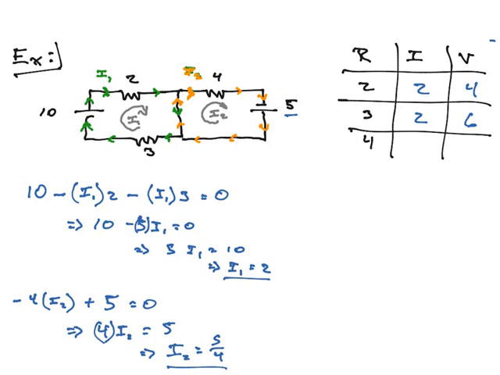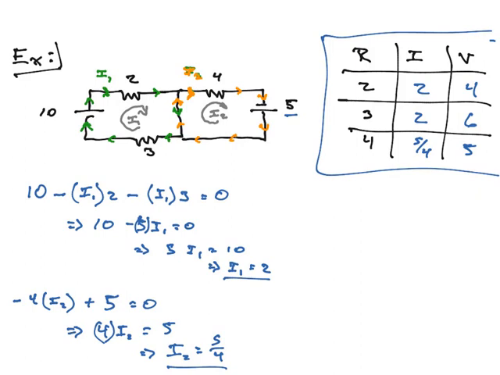What does that tell me? The current which hits resistor 4, the only current that hits him is this I2. So for resistor 4, we have a current of 5 over 4. Then what's the voltage? The voltage dropped is I times R. 4 times 5 over 4 is 5. And voila, I've got my answer. I've now filled out the table. I figured out how much current flows through each resistor and how much voltage is dropped by each.